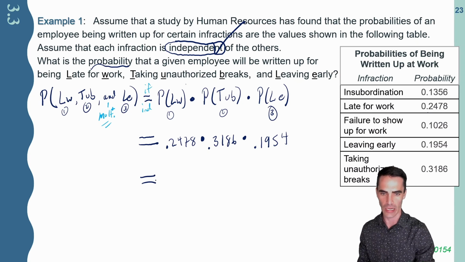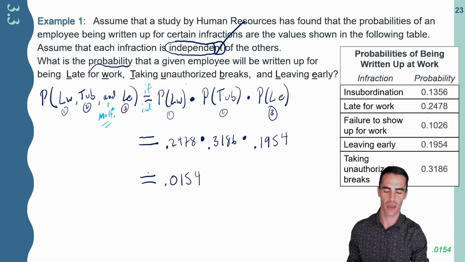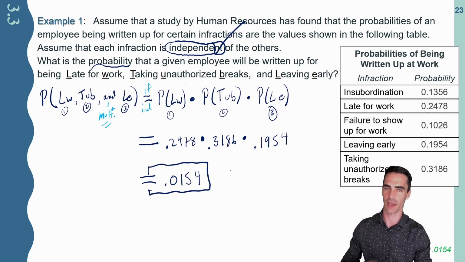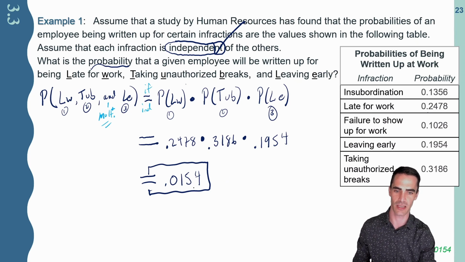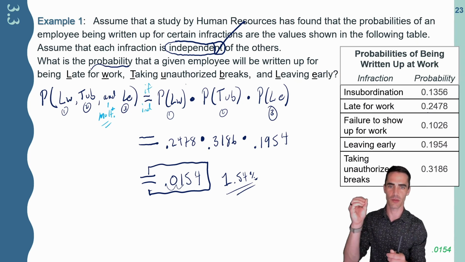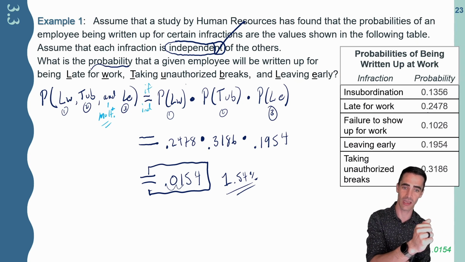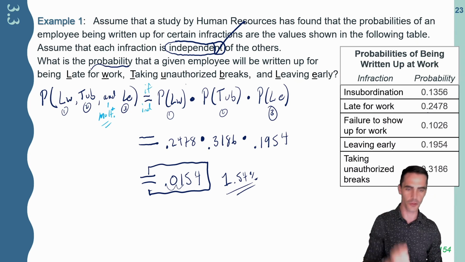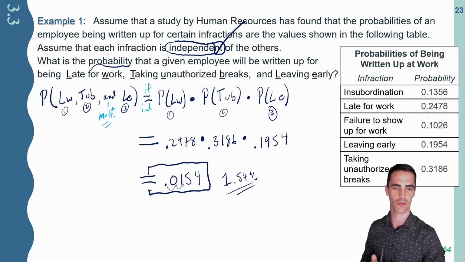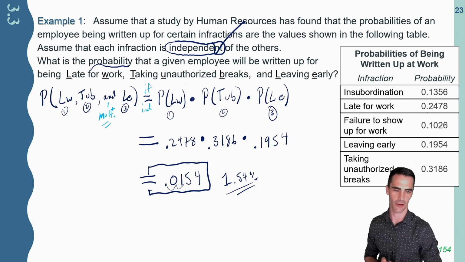I cheated, I did it beforehand. The probability should be 0.0154. And that's the probability that we're interested in. Again, if it's helpful, we should think about this as a percentage. Move this decimal over 1, 2. That's going to be 1.54%, or 1.5%. So what's the probability that somebody makes all these three infractions, late for work, taking unauthorized breaks, and leaving early? Not very likely. And so if you do have that employee, right, they're a cut above the rest, very unlikely that these three infractions are going to be paired together.